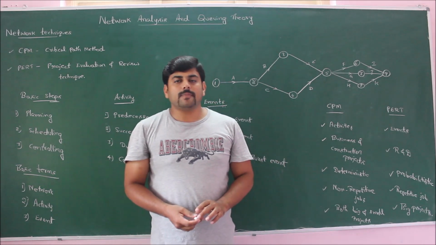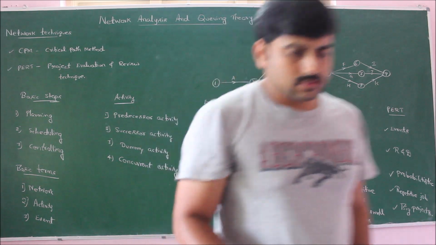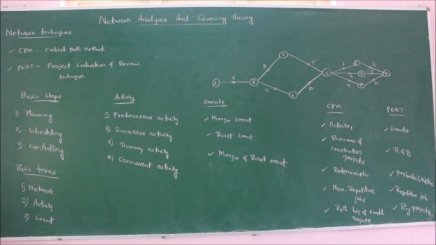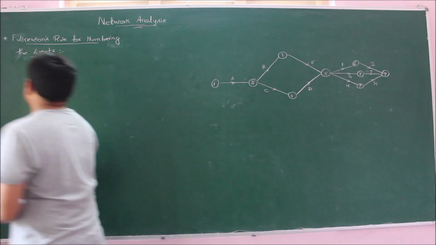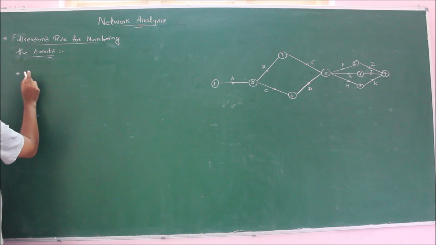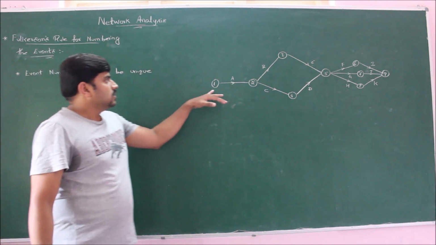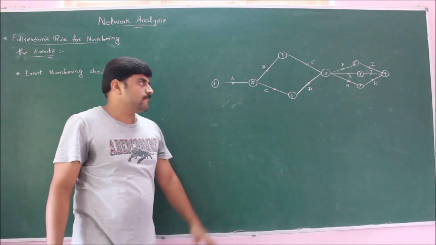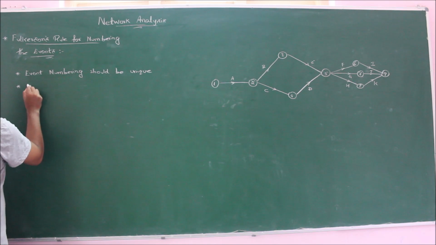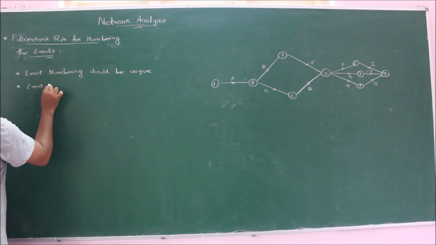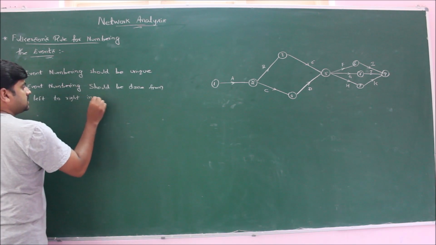Moving on to the next topic, that is Fulkerson's rule for numbering the events. Coming to Fulkerson's rule for numbering the events, the first rule states that event numbers should be unique, which means that no two events should have common numbering. Coming to the second rule, event numbering should be done from left to right in a sequence.